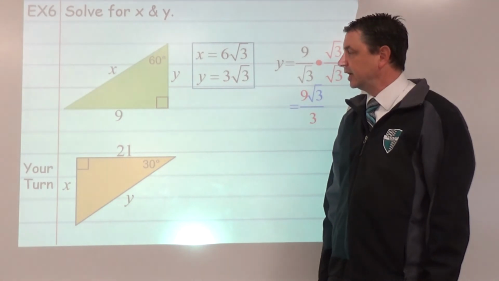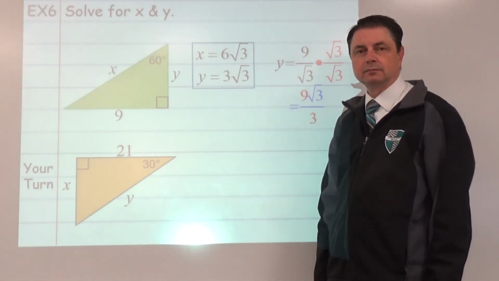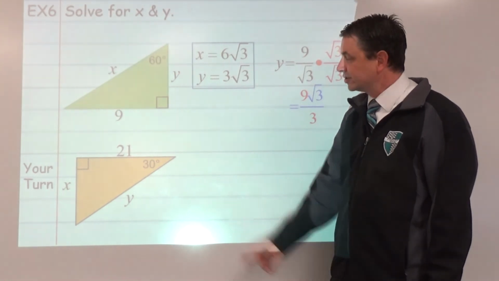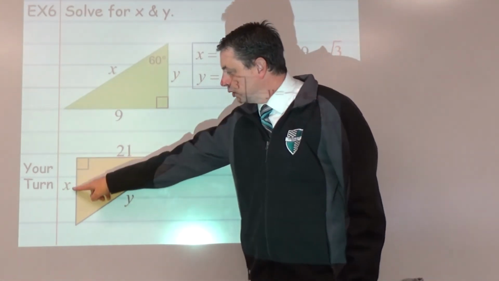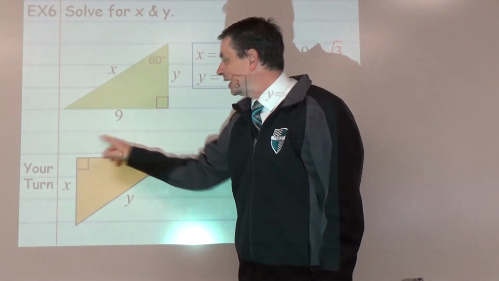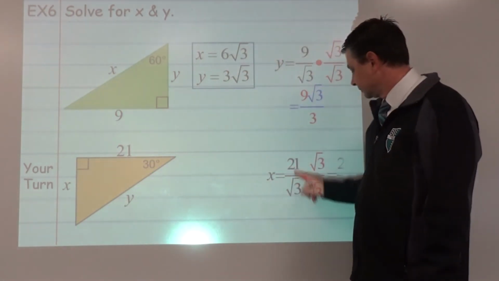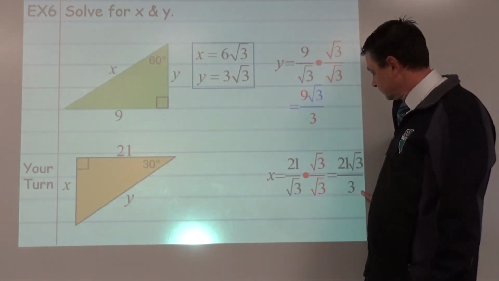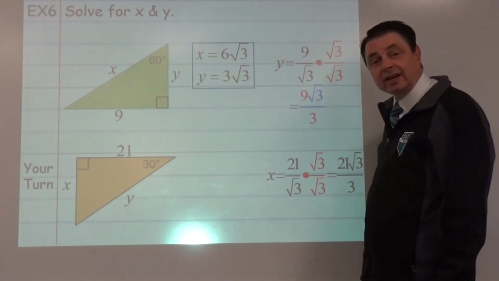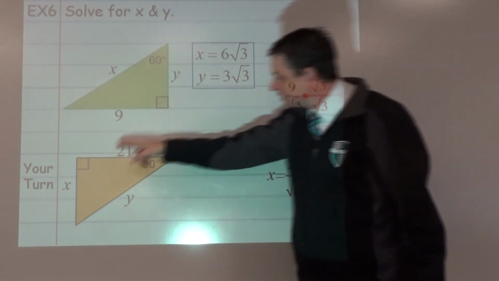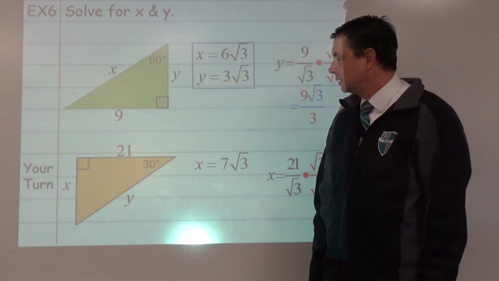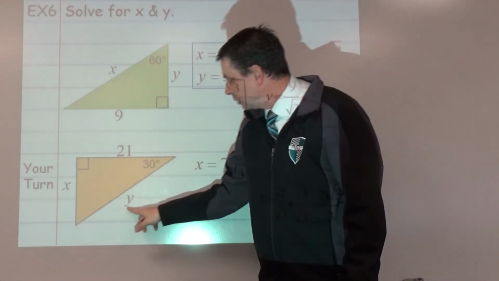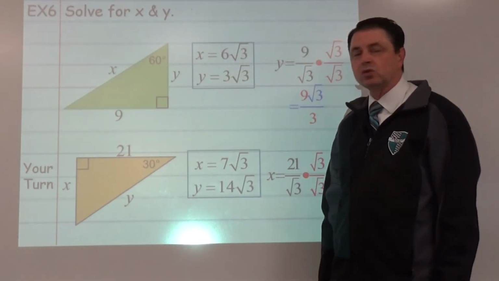Let's finish here with a your turn. Once again, we have the long leg. We want the short leg first. Divide by the square root of 3. We're going to get 21 divided by 3 is 7. 7 square root 3 for x. Double that. Multiply by 2. We get 14 square root of 3 for y.